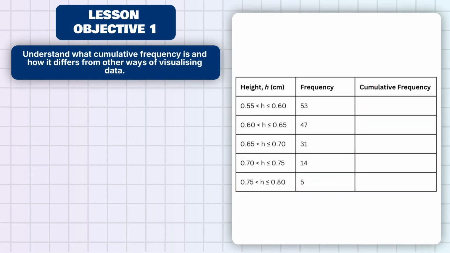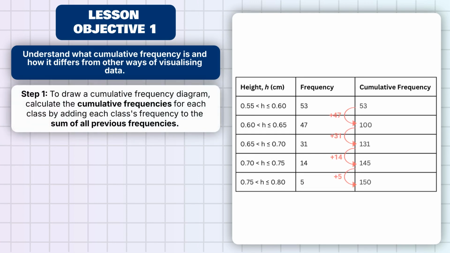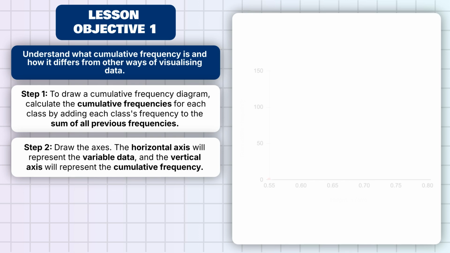Let's now look at how to draw a cumulative frequency diagram. Step 1 is to calculate the cumulative frequencies for each class. This simply means adding each class's frequency to the sum of all previous frequencies. In step 2, we draw the axes on our graph paper. The horizontal axis, which is the x-axis, will represent the variable data, for example, wage and height. The vertical axis, which is the y-axis, will represent the cumulative frequency.